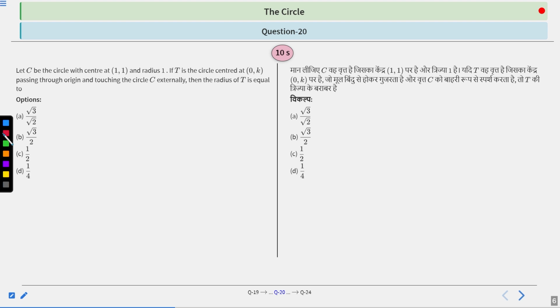And this circle is touching the circle C externally. So by using the property of circles when they touch externally, that is the distance between centers C1, C2 and the radii, we can easily find the radius of T in terms of K. Clear? So in this way, you can try to approach this question. You have 10 seconds to solve or think about this question. After 10 seconds, we will discuss the solution part.